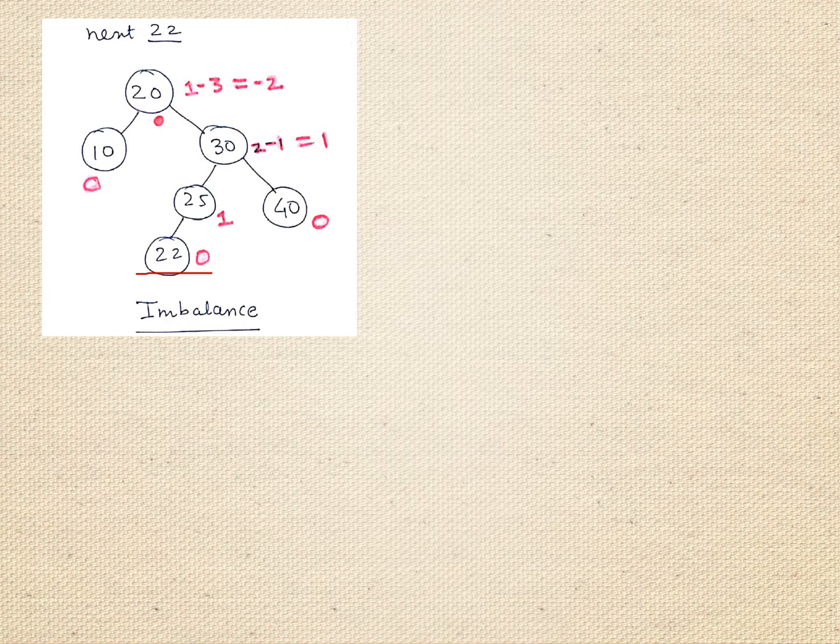Again after addition you verify the balance factor. For the leaf node it is 0. This is also 0. Here it is 1, and for the above node, 2 minus 1, it is 1. And for this node, again the height of the left subtree is 1 and the right subtree is 1, 2 and 3. That means this height is 3. So we are getting -2. That means again your node is getting imbalanced at 20.